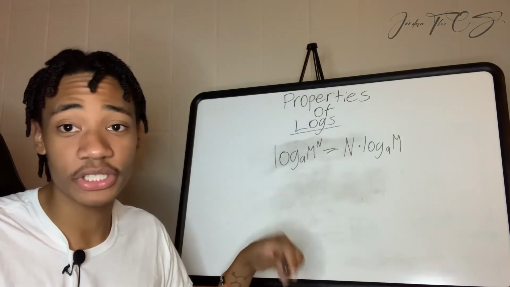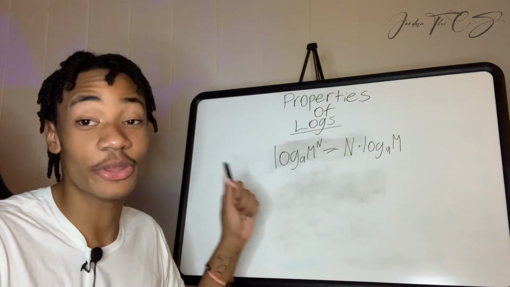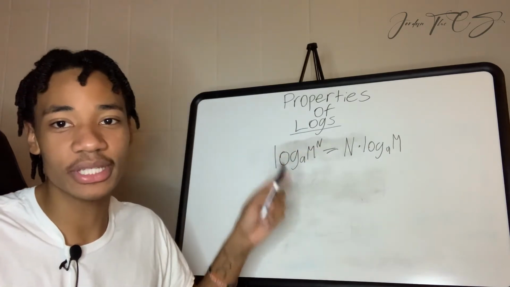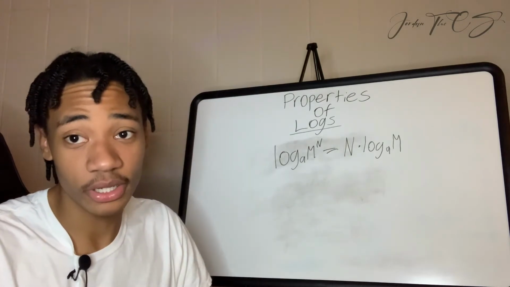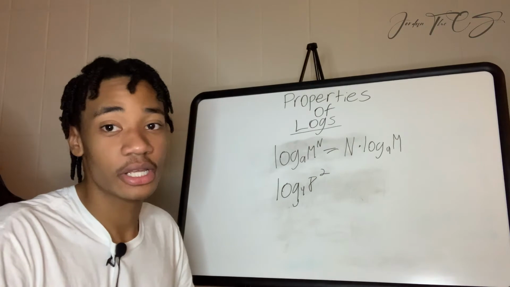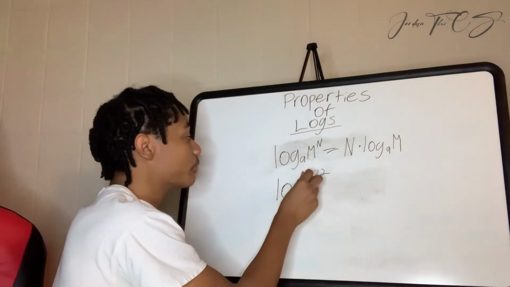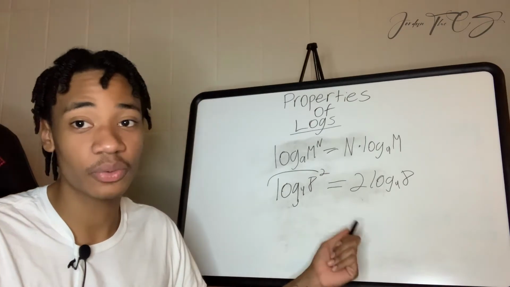So the next log property I'm going to teach you guys is log base a of m to the power of n is going to equal n times log base a of m. Let's use some numbers so you can understand this more. So here we have log base 4 of 8 squared, and we're going to bring this 2 into the front. 2 times log base 4 of 8.